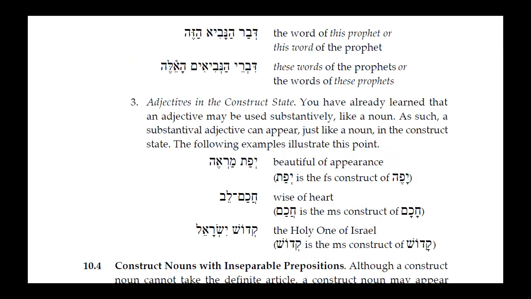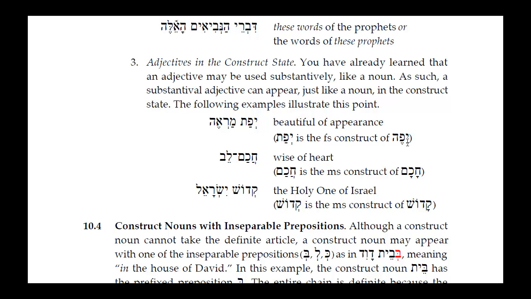Alright, we've got adjectives in the construct state. You've already learned that an adjective may be used as a noun, such as a substantive adjective can appear just like a noun in the construct state. So here are some examples that illustrate this point. We have Yefat Mar'eh. Yefat is the feminine singular construct of Yafeh. We would translate this as beautiful of appearance. We have Hacham Lev, and Hacham is the masculine singular construct of Hacham. And we would translate this as wise of heart.